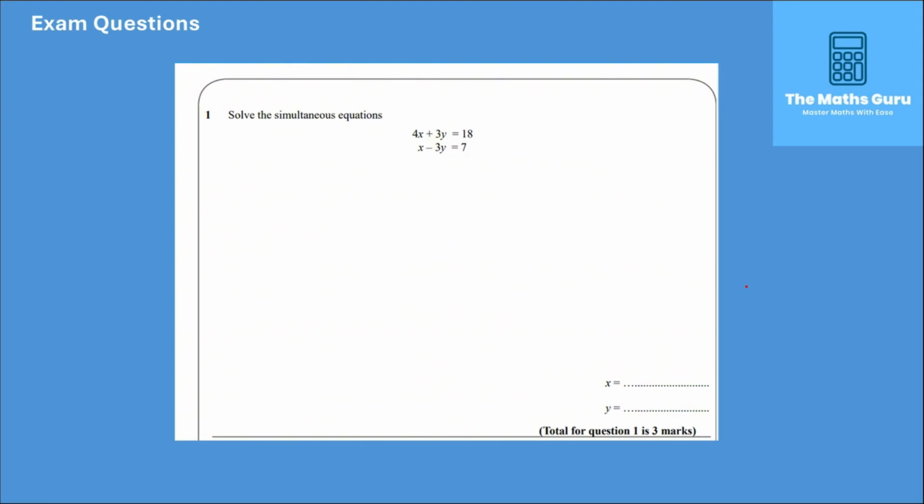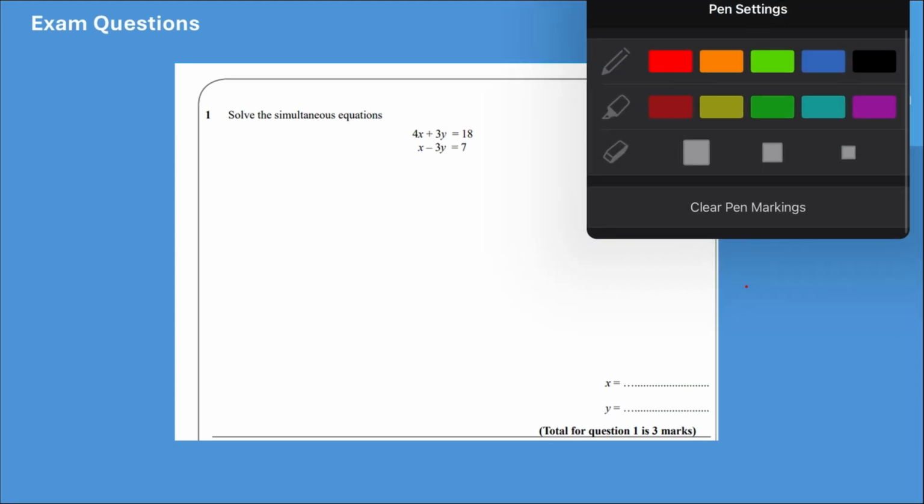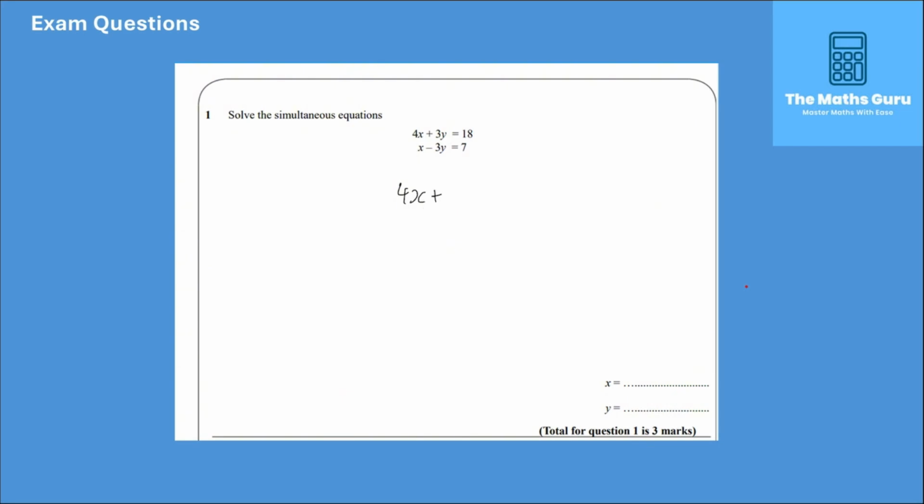Okay, so getting into the first question, we have 4x plus 3y is equal to 18, and x minus 3y is equal to 7. Call these equation 1 and equation 2. Remember that we need to solve our simultaneous equations by a method called elimination, meaning we need to eliminate one of the variables from both equations, and a variable is either x or y.